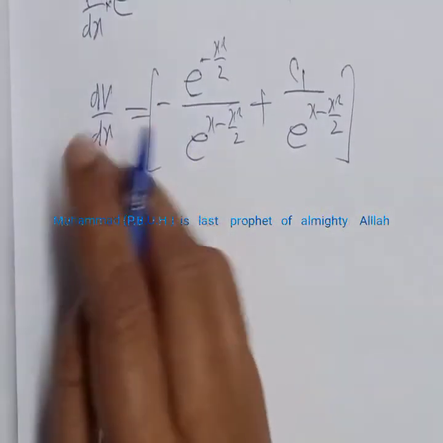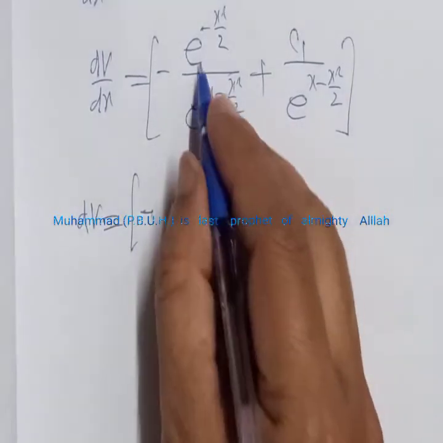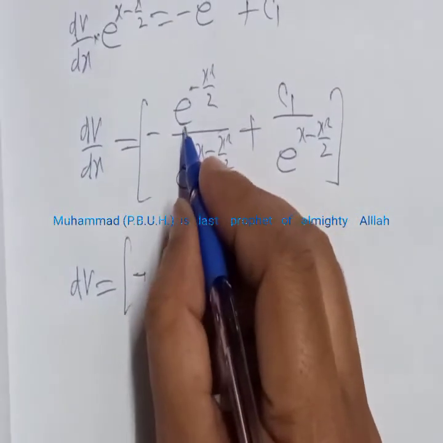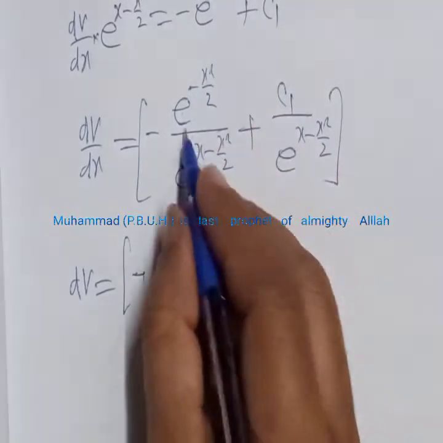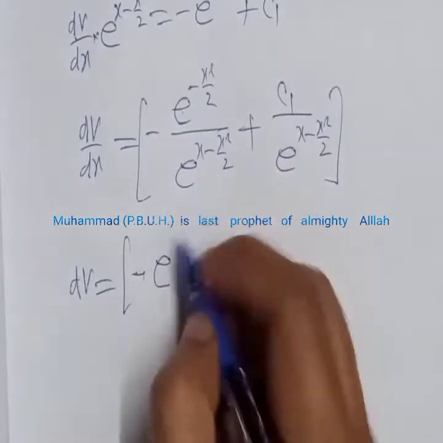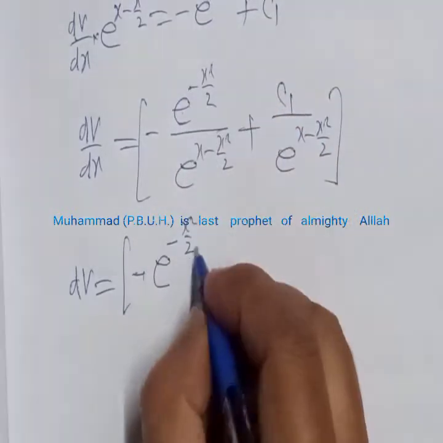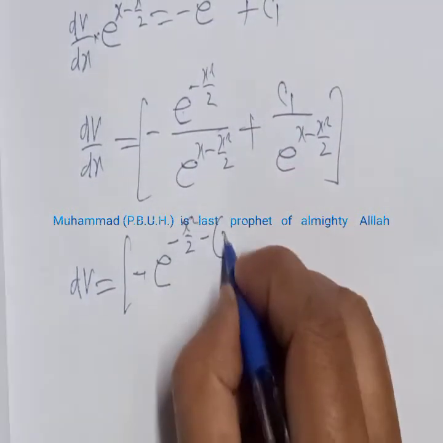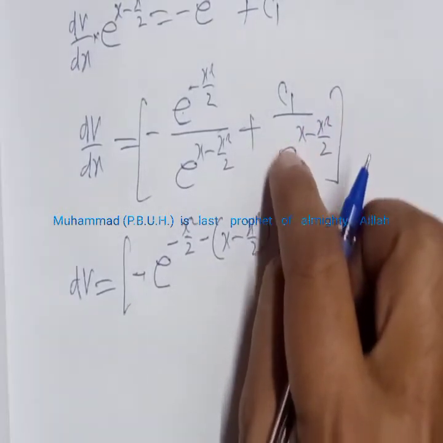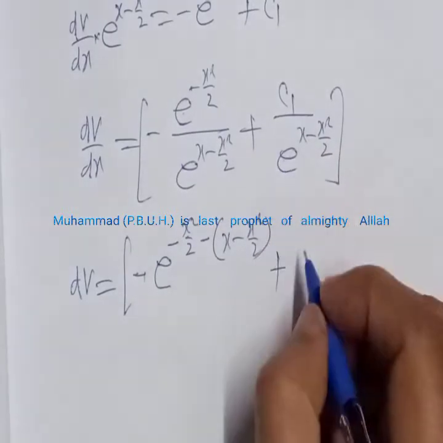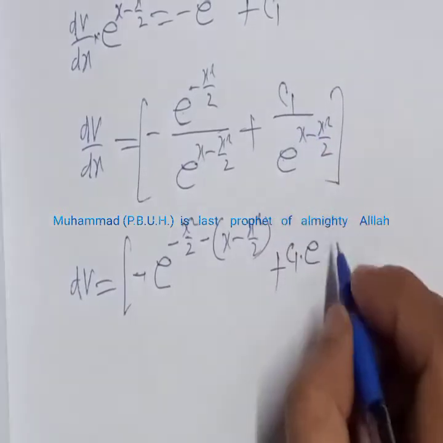Also we can write dv equal to minus, here the base is equal to e, so we write e only one time, and because this term is divided by this, we write x square by 2, the power of the numerator, minus the power of the denominator, x minus x square by 2, plus we can write e to the power in the numerator by changing the sign of its degree.